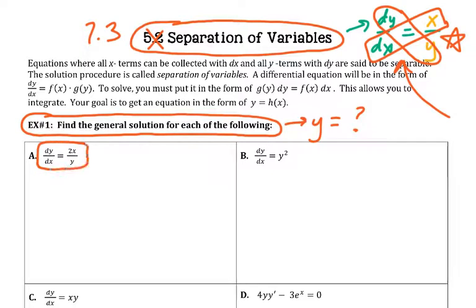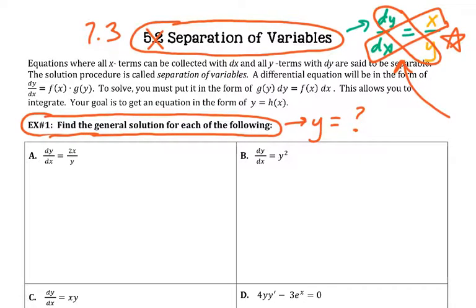Now, like we said before, we have to make sure that the same variables are diagonal from each other. And right now it looks like it. The y and the dy are diagonal from each other, and the 2x and the dx are diagonal from each other. So we're good to go. We can totally proceed. But if it wasn't like that, we would have to mess with it a little bit and do a little bit of algebra to make sure it worked. But we're good to go.